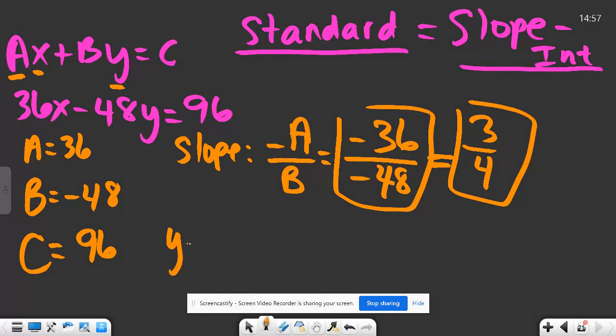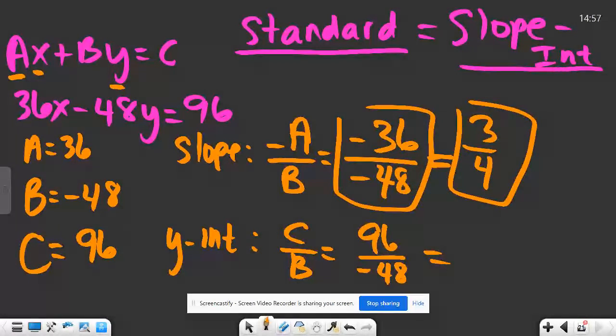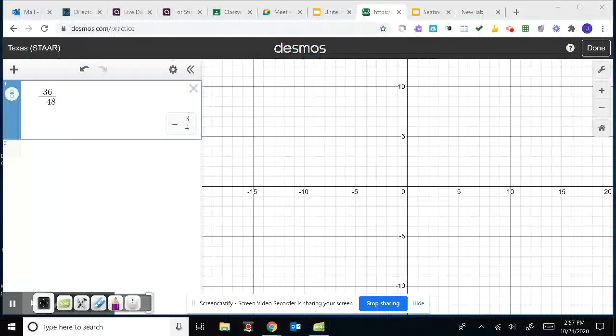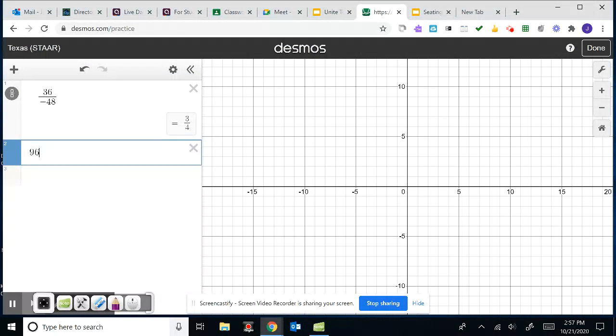And then your y-intercept is C over B. Or in other words, in this case, 96 over negative 48. If you type that into decimals to see if it reduces it, you're going to type in 96 over negative 48. We get negative 2.